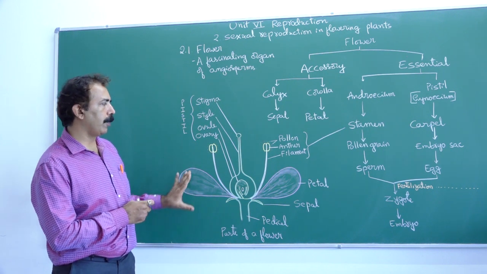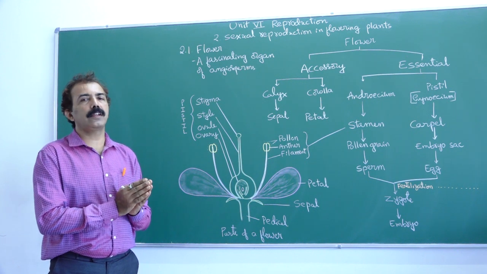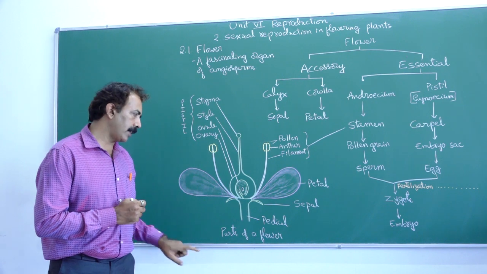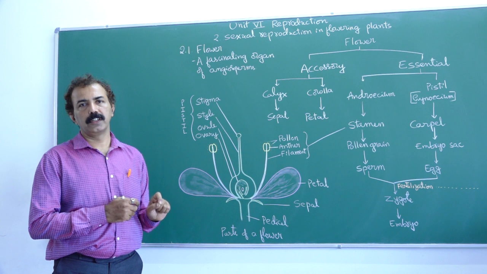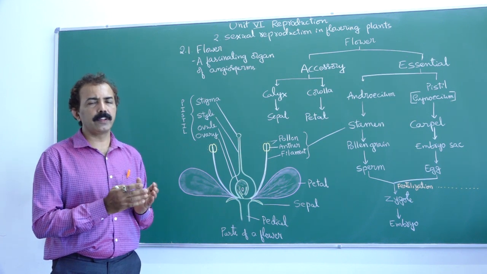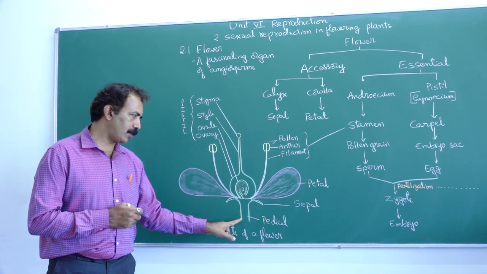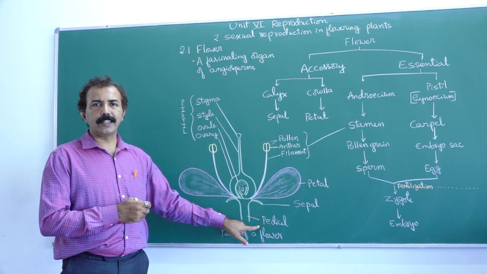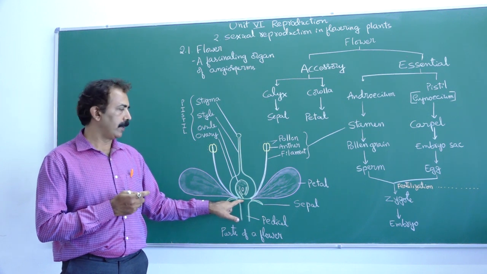I have drawn a diagram of a typical, simple flower to make you understand the different parts. We studied last year that a flower is a modified shoot. Shoot is a stem-leaf complex. Flower is a modified shoot. The flower has a stalk. The stalk is called pedicel. The tip of the pedicel is the thalamus.